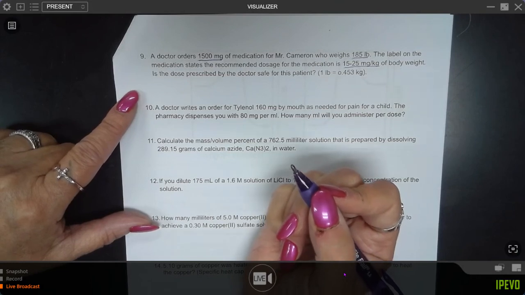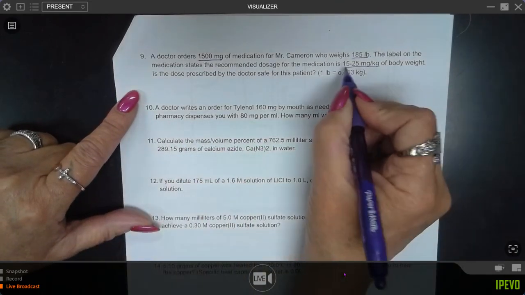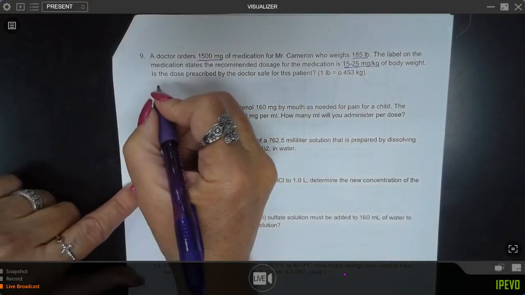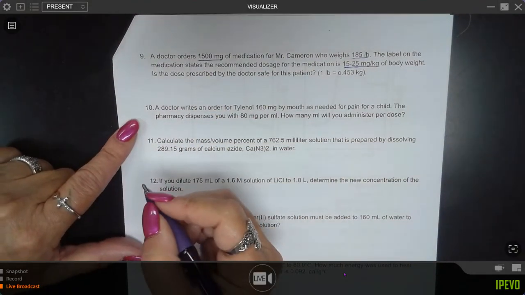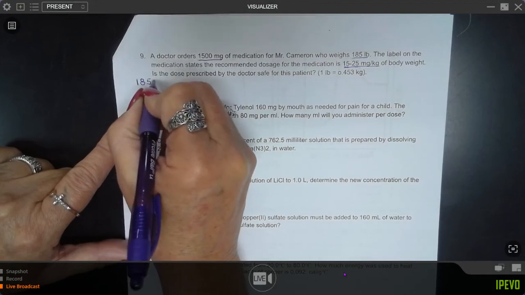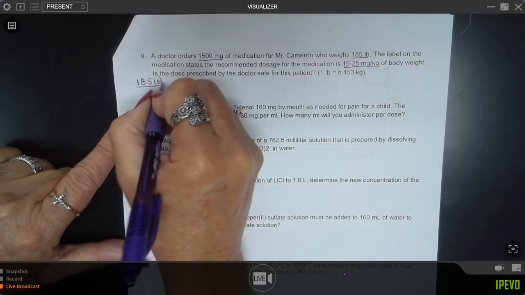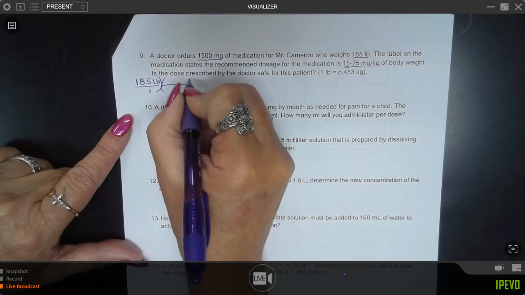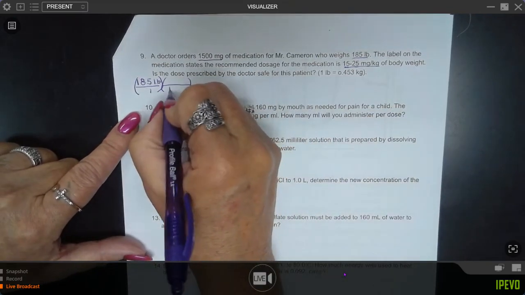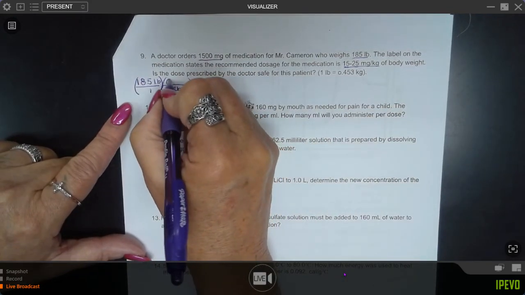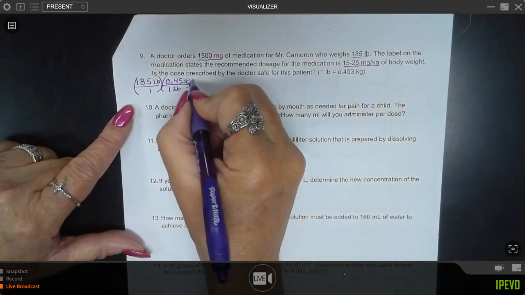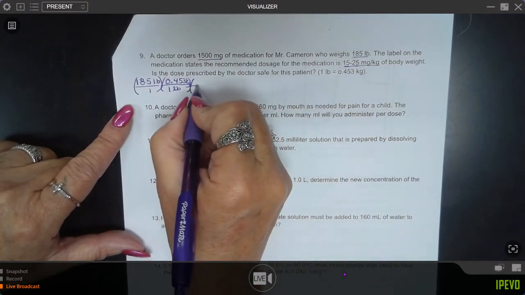Okay, so basically we need to do two calculations. We've got to calculate the low end and the high end of this dose. So I am going to start with Mr. Cameron's weight, 185 pounds. I'm going to put that over 1. First thing I'm going to do is convert that to kilograms using the conversion that's given in the problem. So 1 pound is equal to 0.453 kilograms.